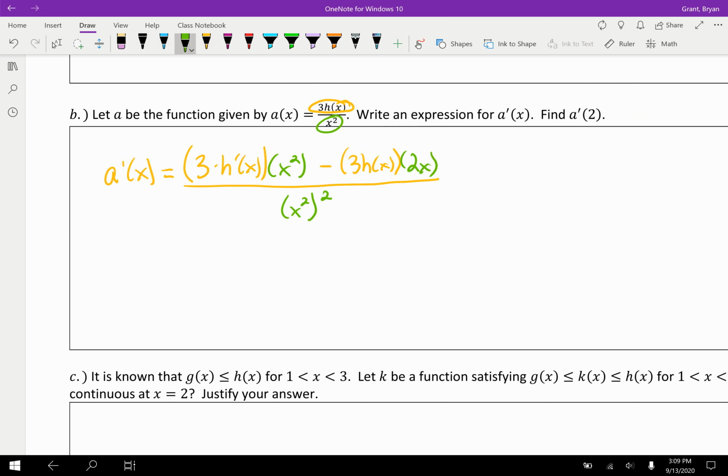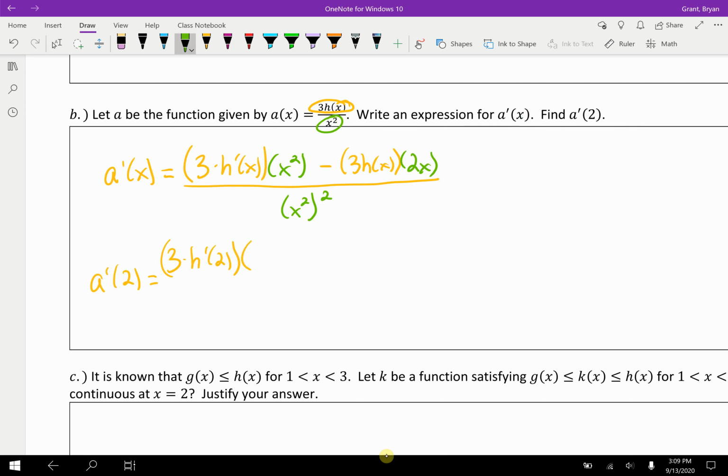Great, that's it. Do we need to clean this up? You can. I'm not going to, but you're welcome to. Just remember, if you make a mistake simplifying, it could throw off your final answer if you get it wrong. I think I'm just going to skip right to a prime of 2. A prime of 2 means we need to evaluate all this by replacing the x's with 2.